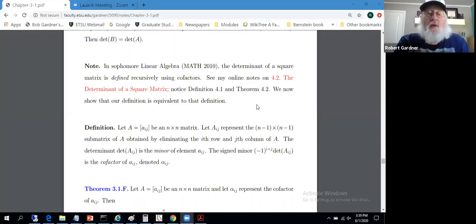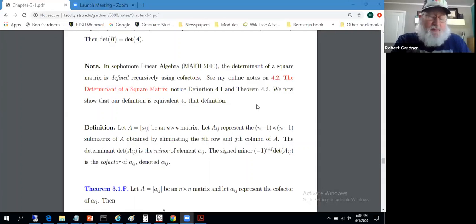Okay, let's finish up this lengthy section 3.1. And the big result and lengthy proof involves showing that the definition we have for determinants of a square matrix is the same as a definition you had in sophomore linear algebra, which was probably something in terms of expansions by cofactors. You got used to an iterative computational process.